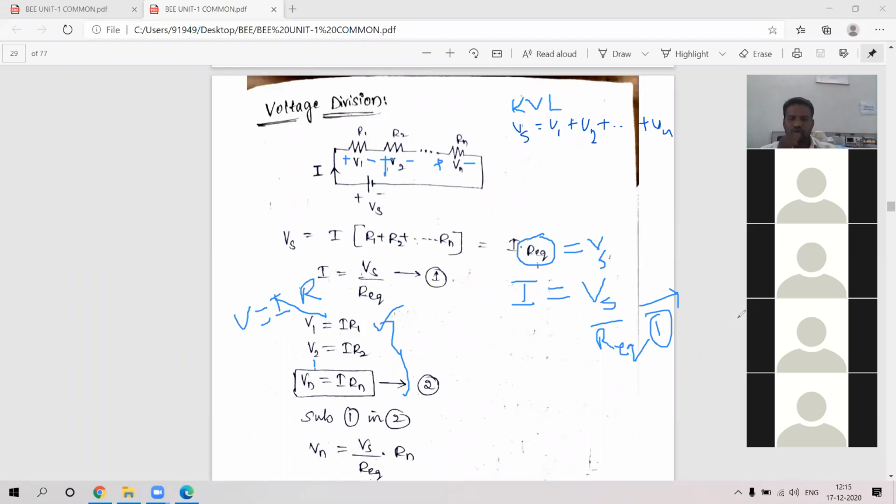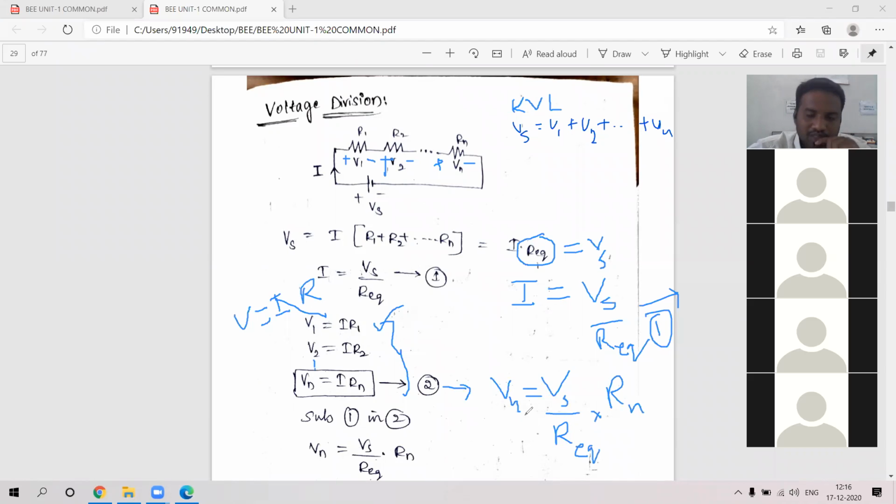So what I am doing is substituting equation number 1 in equation number 2. If I substitute, what are you going to get? Equation number 2 is Vn is equal to I into Rn. In the place of I, I am writing Vs by R equivalent, into Rn. This is the equation you are going to get.